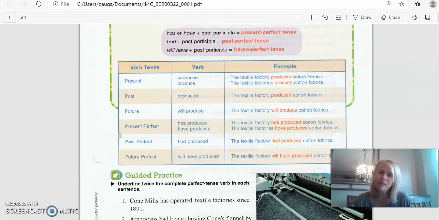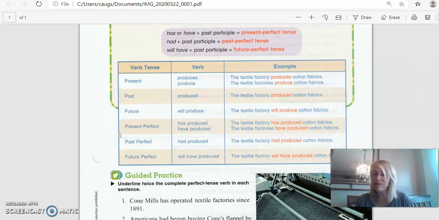And so let's look up above again at the past verb tense. The past verb tense plus the verb produced, it says the textile factory produced cotton fabrics. And if you go down to where it says past perfect, that's when you're going to put the helping verb had with it. And let's read the example. The textile factory had produced cotton fabrics. That is going to be your past perfect.